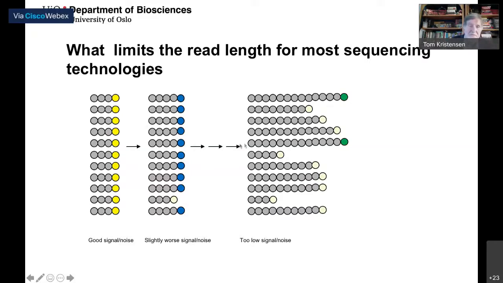So after a number of steps, which for a MySeq instrument would be maybe 300 steps, we will end up with signals in so few of these identical fragments that we no longer can distinguish signal from noise. So at this stage, we have to stop somehow. We can't read further because the signal is not strong enough to allow further reading.